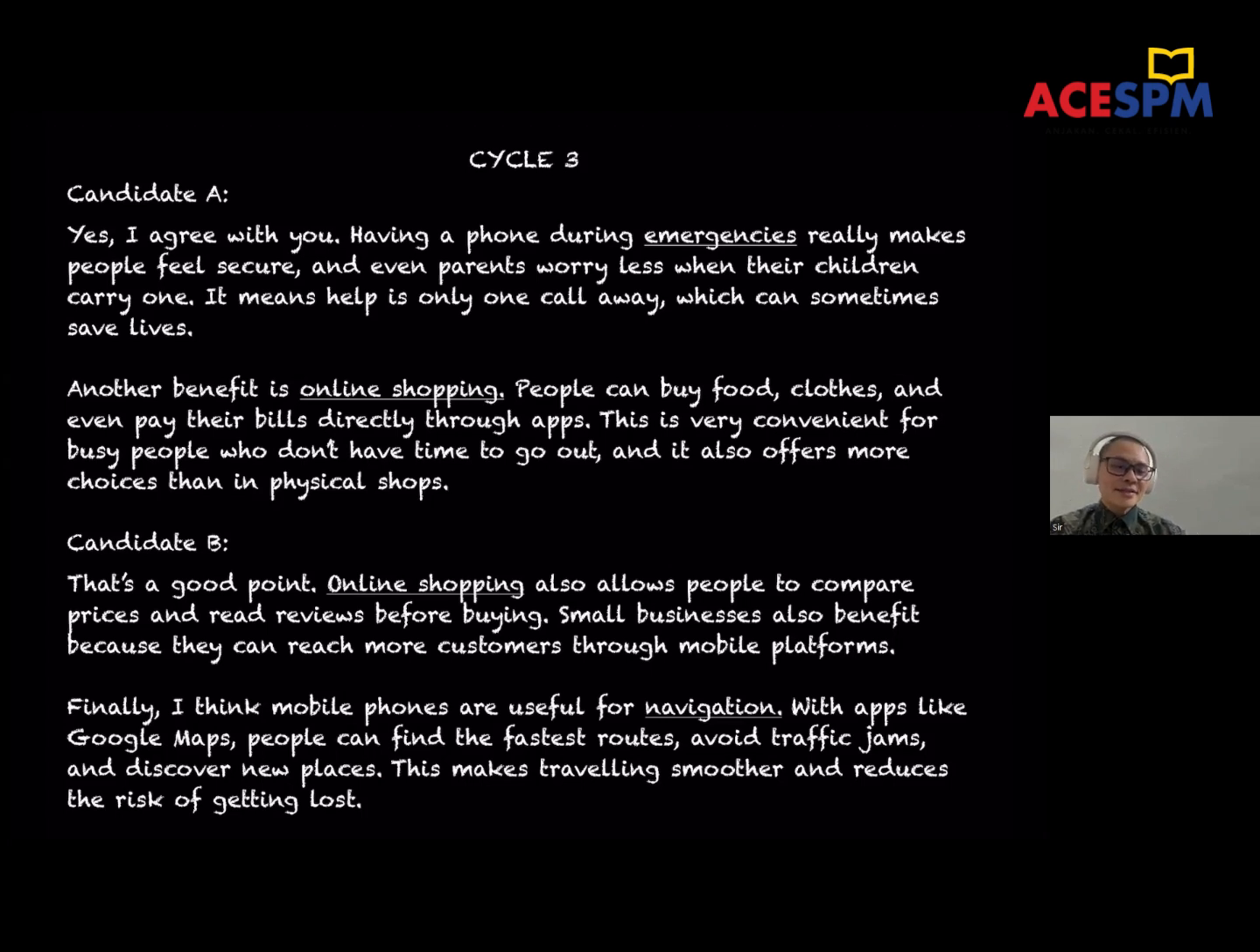That's a good point. Online shopping allows people to compare prices and read reviews before buying. Small businesses also benefit because they can reach more customers through mobile platforms. Finally, I think mobile phones are useful for navigation. With apps like Google Maps, people can find the fastest routes, avoiding traffic jams, and discover new places. This makes traveling smoother and reduces the risk of getting lost.